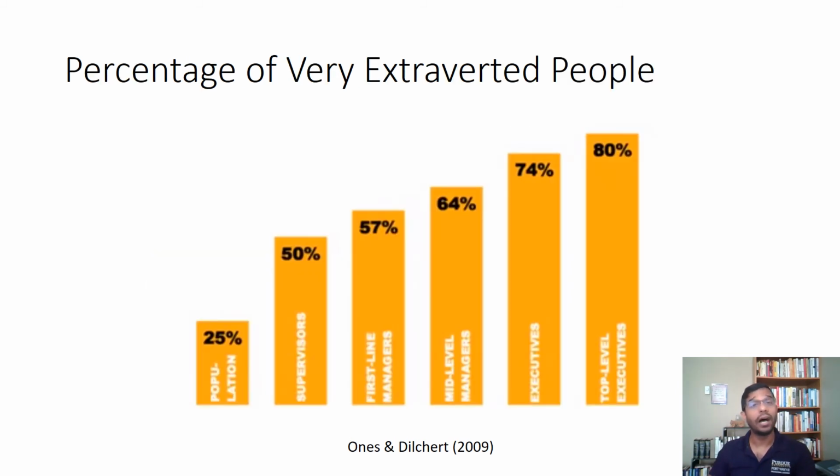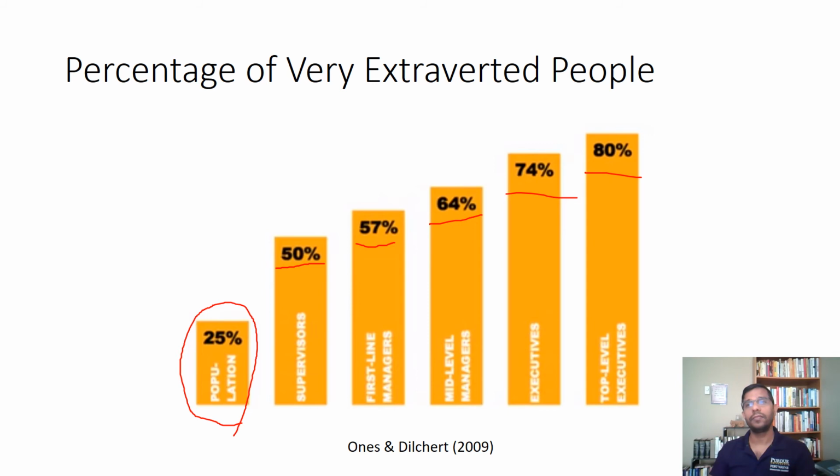If we are talking about highly extroverted individuals, we will find not 50%, but smaller percentage, say about 25% of the population who are highly extroverted. But if you go to the supervisors level, you will find about 50% of them tend to be extroverted. You go to the first level manager, first line manager who are above the supervisors, 57% of them tend to be extroverted or highly extroverted. Middle level manager, 64% tend to be highly extroverted. You go to executive level, 74% of them tend to be highly extroverted. And if you go to top level management, 80% of them tend to be highly extroverted.